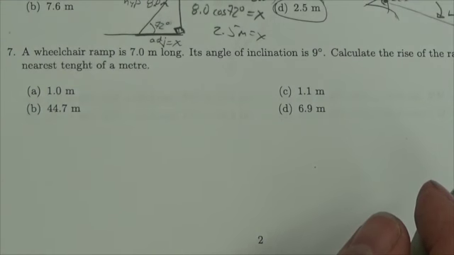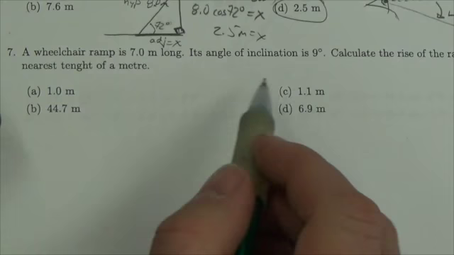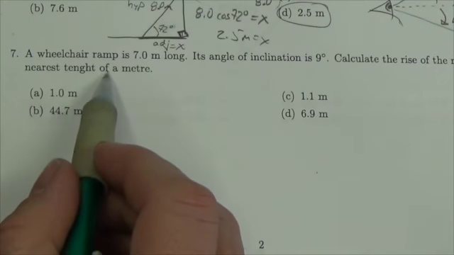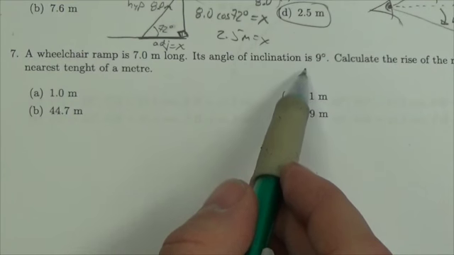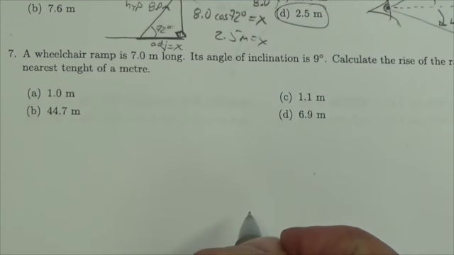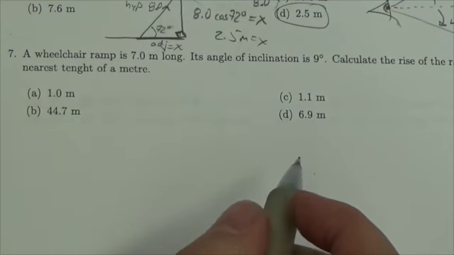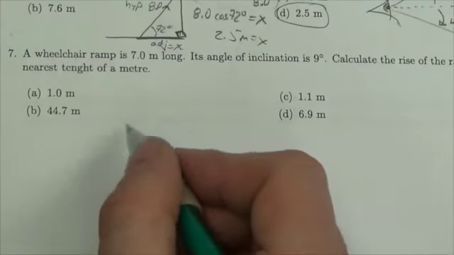Hi everyone, this is the Math 10C Trigonometry Review, and this is multiple choice question 7. It says here a wheelchair ramp is 7 meters long, and its angle of inclination is 9 degrees. We want to calculate the rise of the ramp to the nearest tenth of a meter. Well, we've got to draw this, get a visual on this.